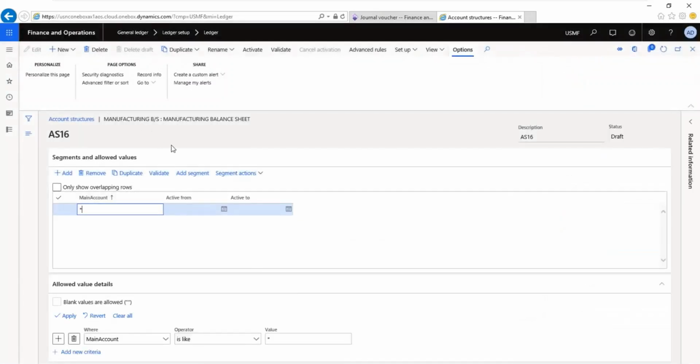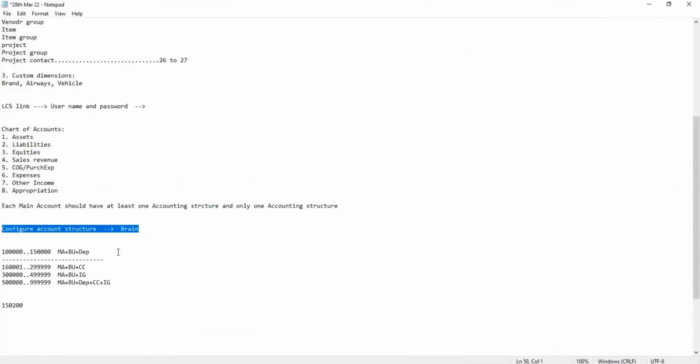The main account is also one of the financial dimensions. Yes, the main account also behaves as a financial dimension, but there is a slight difference. I will discuss that with you later, because I need to discuss one more topic first: the advanced rule structure. In that I will explain it. This is additional information. We'll discuss it later.